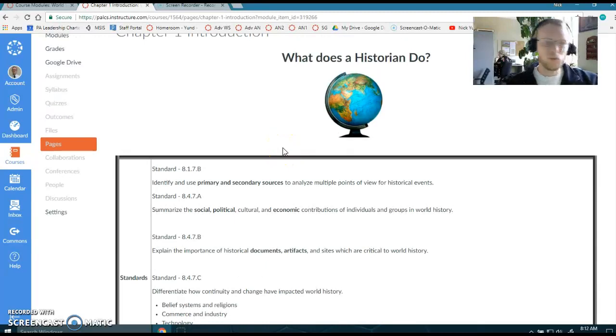Our first chapter is called What Does a Historian Do? We're going to go over a number of subjects in this chapter. There are 3 lessons in this chapter, and things we're going to talk about. We're going to talk about what is history. We're going to talk about how they measure time, the difference between, say, a decade, a century, and an era. What does all that mean? We're going to talk a little bit about the calendar systems that were used in the past.